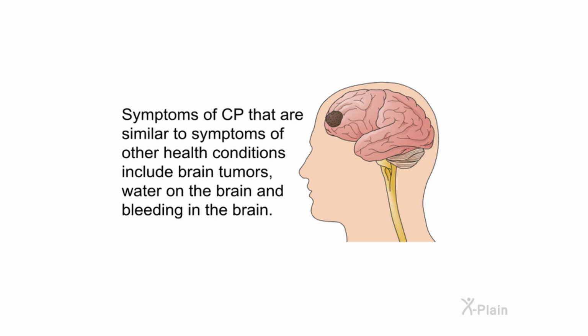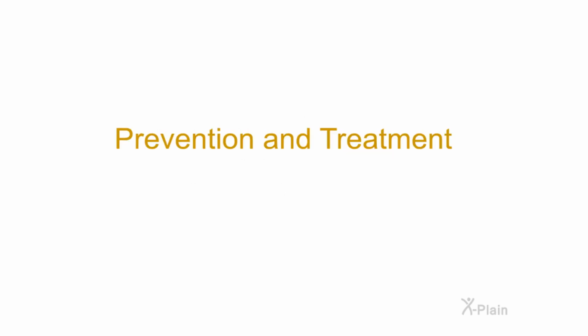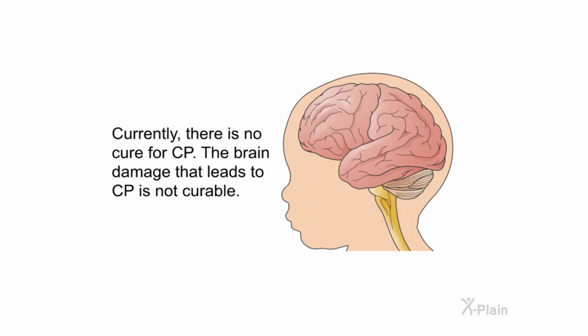Symptoms of CP that are similar to symptoms of other health conditions include brain tumors, water on the brain, and bleeding in the brain. Prevention and treatment. Currently, there is no cure for CP. The brain damage that leads to CP is not curable.